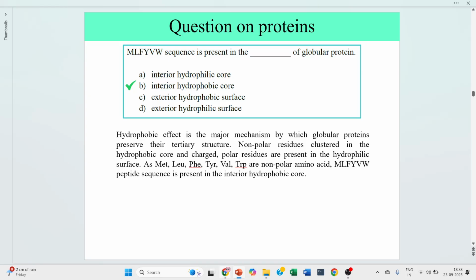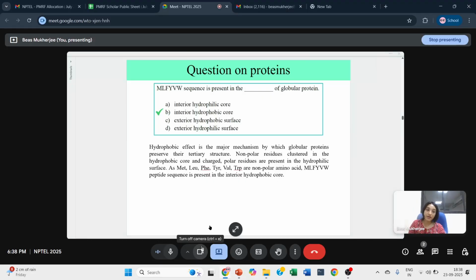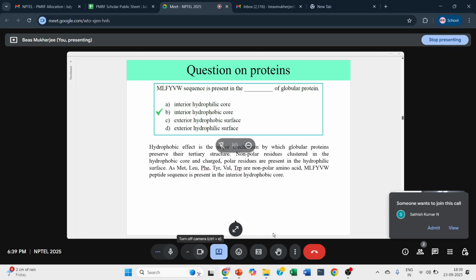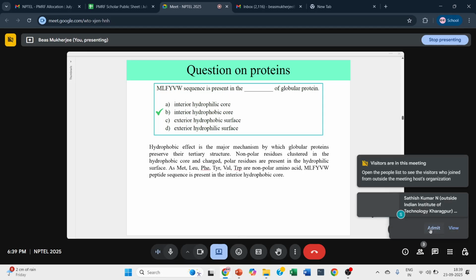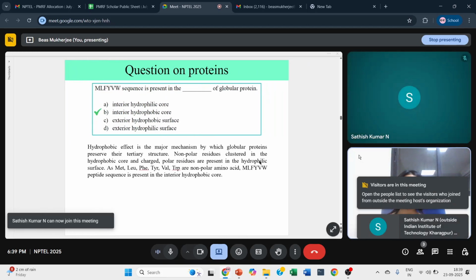The answer is B, interior hydrophobic core. So the hydrophobic effect is the major mechanism by which globular proteins preserve their tertiary structure. Non-polar residues are clustered in the hydrophobic core, and the charged and polar residues are present on the hydrophilic surfaces. So these amino acids mentioned here are generally non-polar, and that is why they are present in the interior hydrophobic core.